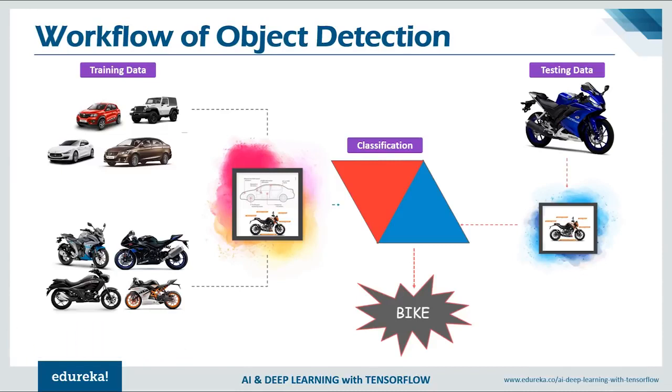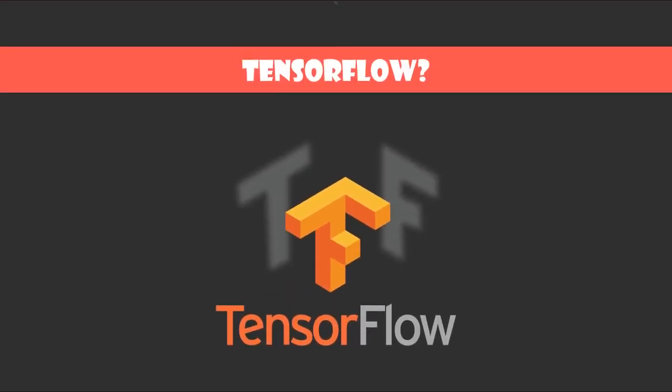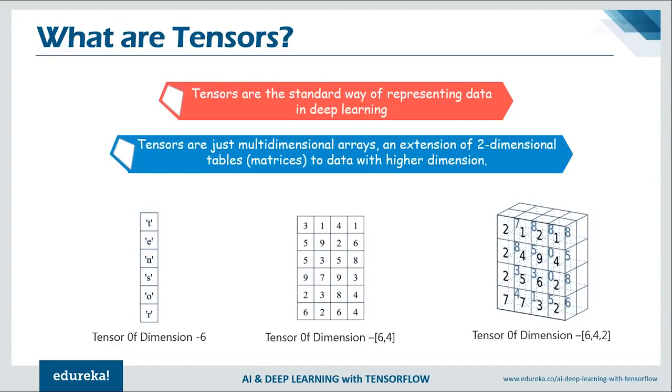Now that we have understood the basic workflow of an object detection algorithm, let's go ahead and understand what is TensorFlow. Now TensorFlow, as you can see, is divided into two parts, which are the tensor and flow. So let's understand what is tensor first. Tensors are the standard way of representing data in deep learning. Tensors are simple arrays of numbers or functions that transform according to certain rules under a change of coordinates. They are just multidimensional arrays, which are an extension of a two-dimensional table to data with higher dimensions. TensorFlow, as the name indicates, is the framework to define and run the computation involving tensors.